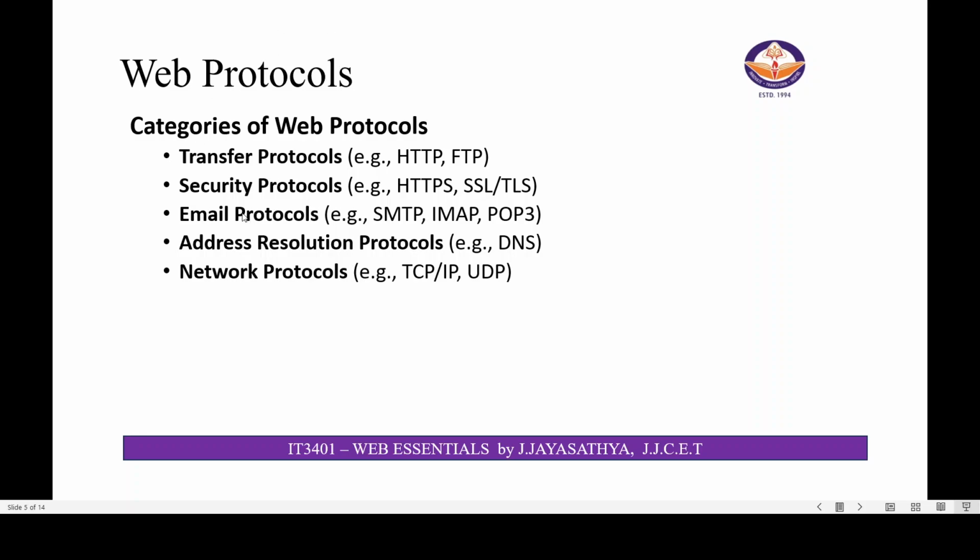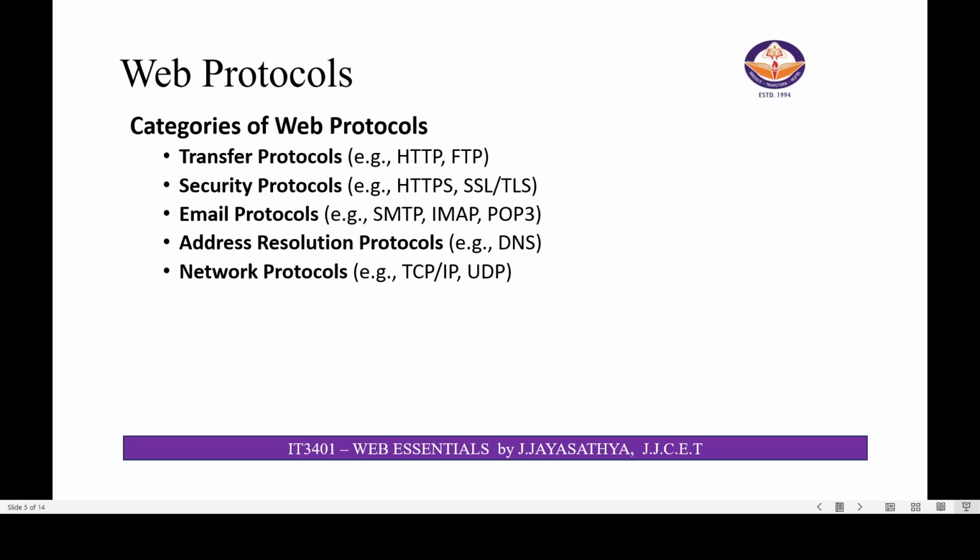And what are all the categories of web protocols? The first one is transfer protocol. It's used for transferring the files or web pages between the clients and servers. For example, HTTP and FTP are the main transfer protocols. And the second one is security protocols. It protects the data during the transmission by encrypting it for privacy. Examples are HTTPS, SSL and TLS.